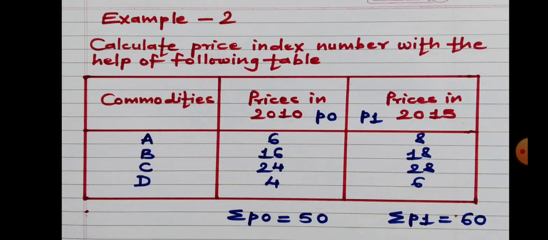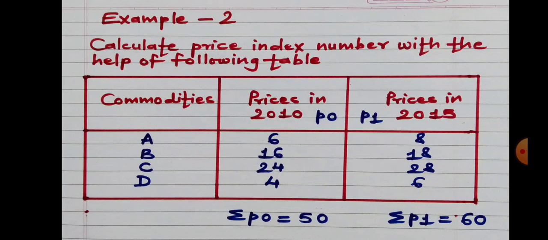Now let us explain price index number again with the help of a second example. Here 4 commodities are given: A, B, C, D. In the second column, prices in the base year, that is in 2010, are given, and they are 6, 16, 24 and 4. In the third column, prices in the current year, that is in 2015, are given, denoted by P1, and they are 8, 18, 28 and 6.